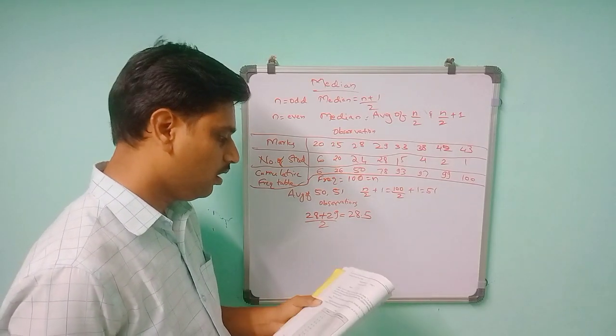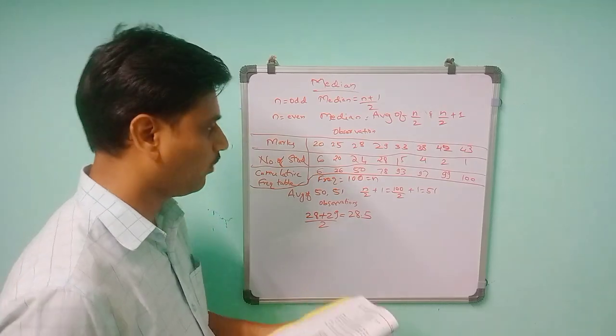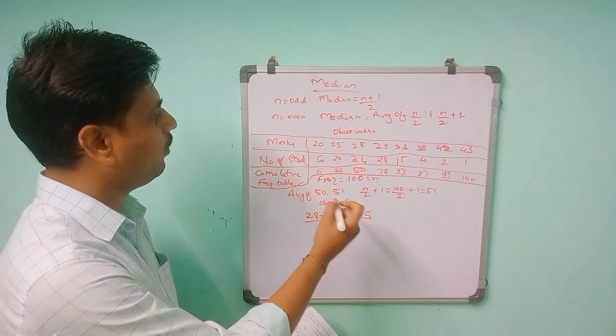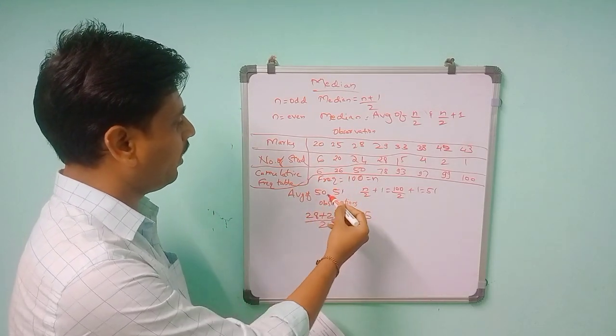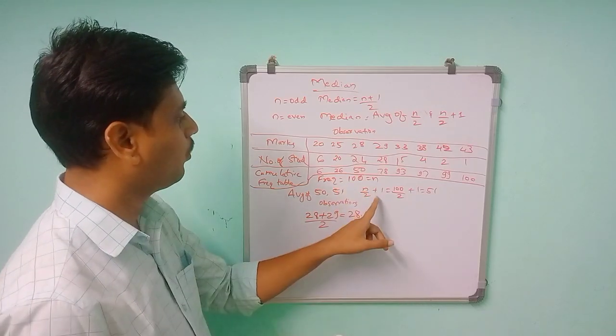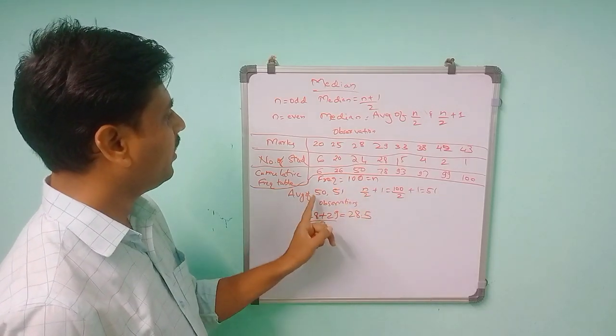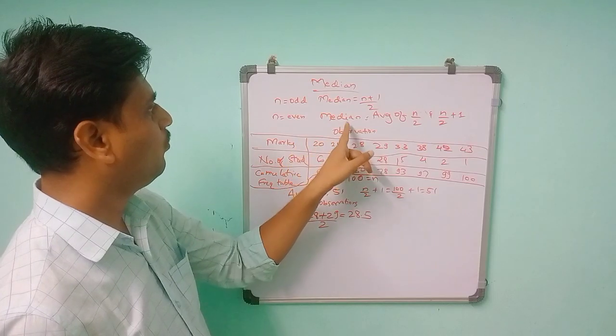Then grouped data. When they give the class intervals, directly use the marks. So the average of the n by 2 and n by 2 plus 1 terms, because here n is an even number. So median is like that.